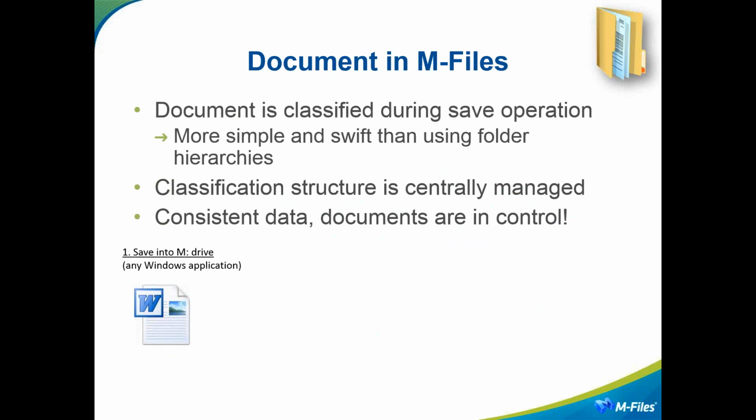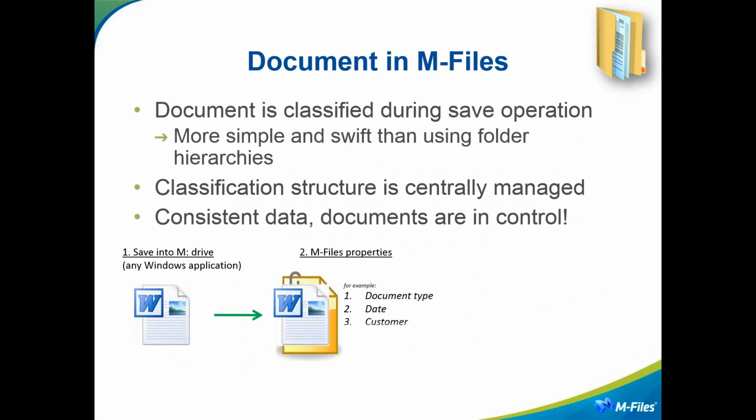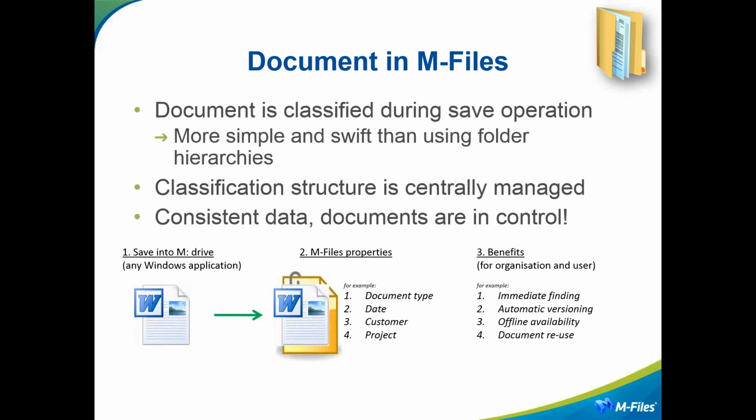So we've talked about saving into the M drive. This is the normal way of saving the documents, or into whatever drive letter you want that to be. Then you will specify the particular properties, such as that document type, proposal, purchase invoice, contract, project plan, and so on. And then certain information about the document, the date, the customer, the project, the employee. Now what that's doing for you is immediate finding, right? Just immediately is the ability to turn around and search on any of those terms.